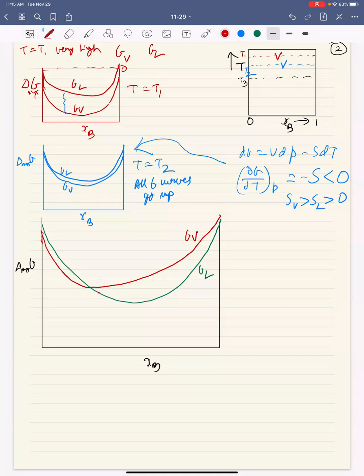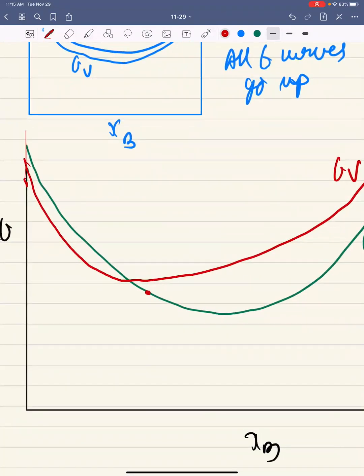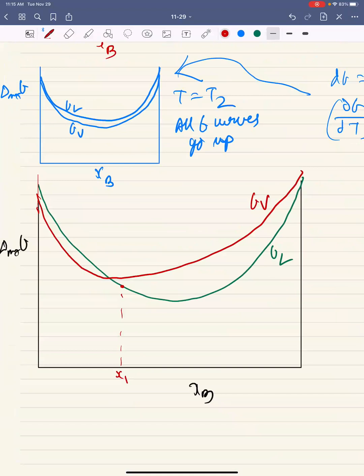Now imagine you are at this particular composition. Pay attention, I'm going to zoom in here. Let's call it some composition X1. If you were purely liquid at this composition, you would have this free energy GL. If you were purely vapor, you would have this free energy GV. So as per this argument, what should you be at this composition? Liquid. But is that the best you can do?